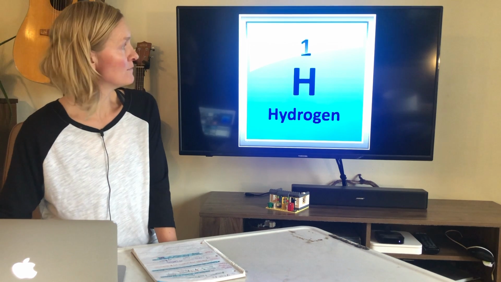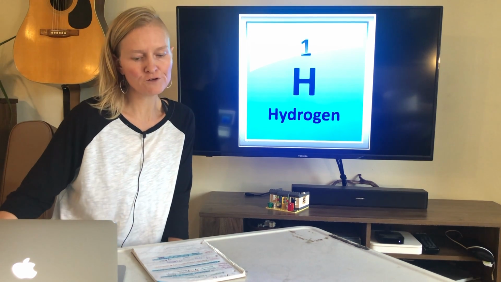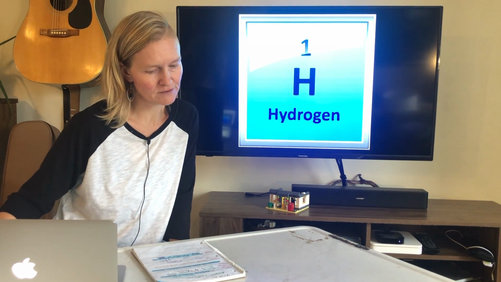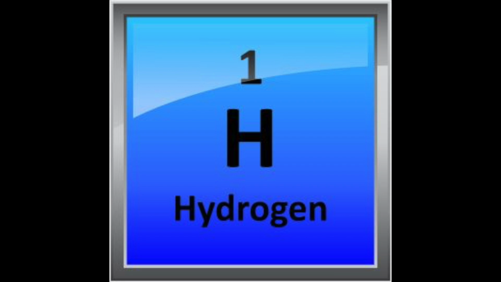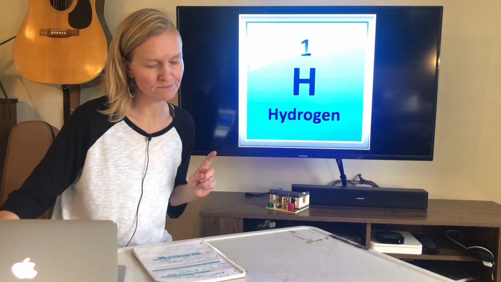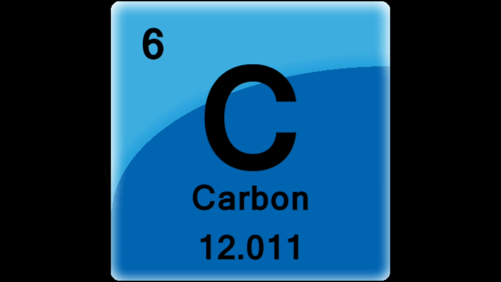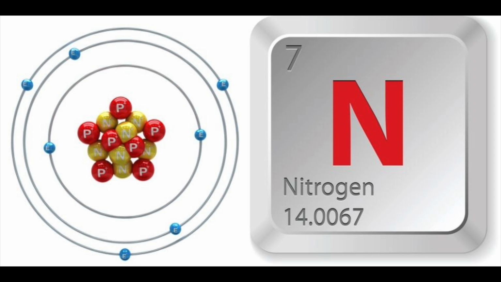The atomic number stands for the number of protons in the nucleus. So here we have hydrogen, and hydrogen has only one proton. The element of carbon, on the other hand, is known to have an atomic number of 6. It has 6 protons in its nucleus. Nitrogen has 7 protons in its nucleus.